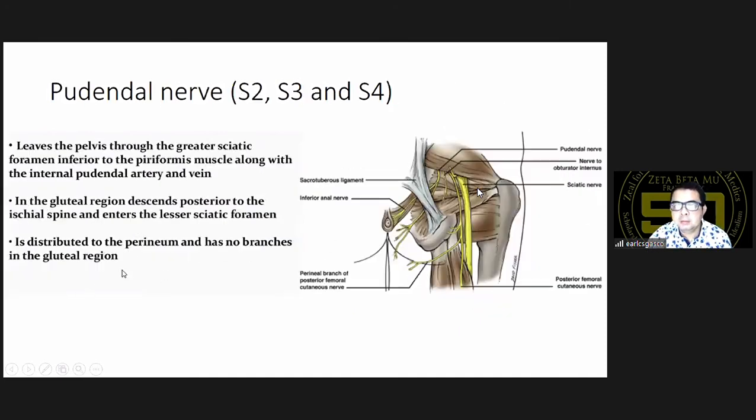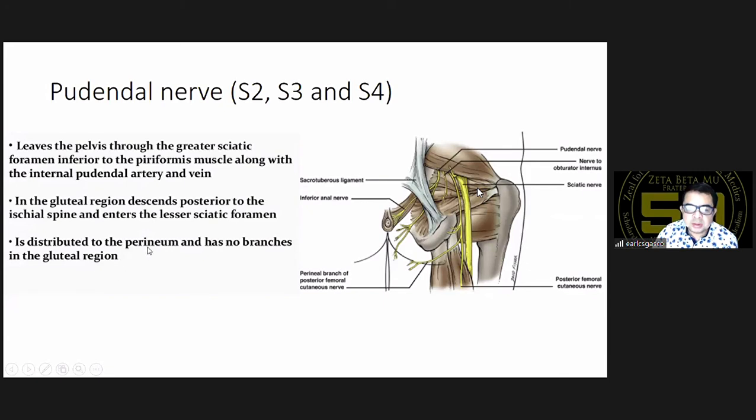Finally, we have your pudendal nerve from your S2, S3, and S4 nerve roots. Here it is. Sciatic nerve, this is your posterior femoral cutaneous nerve, nerve to obturator internus, and finally your pudendal nerve. It leaves the pelvis through the greater sciatic foramen inferior to the piriformis muscle again, along with the internal pudendal artery and vein. In the gluteal region, it descends posterior to the ischial spine and enters the lesser sciatic foramen.